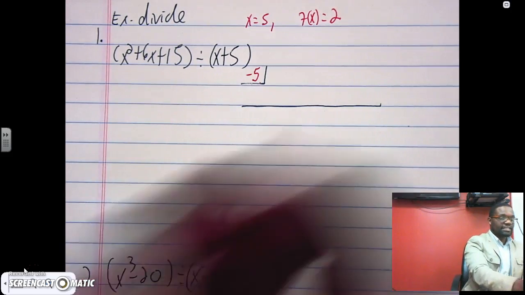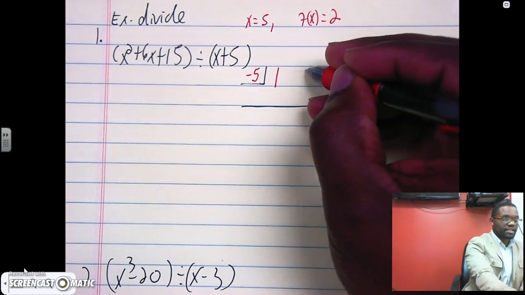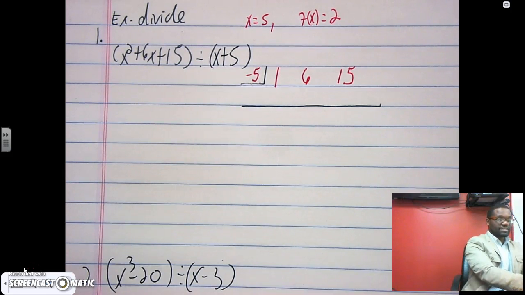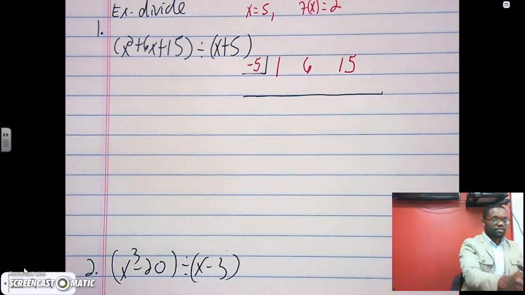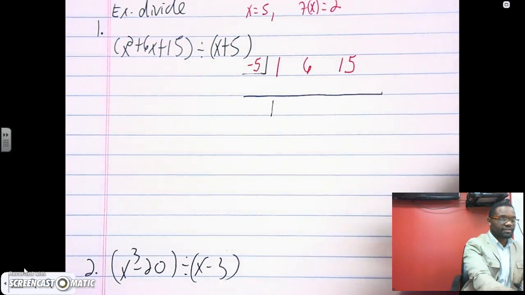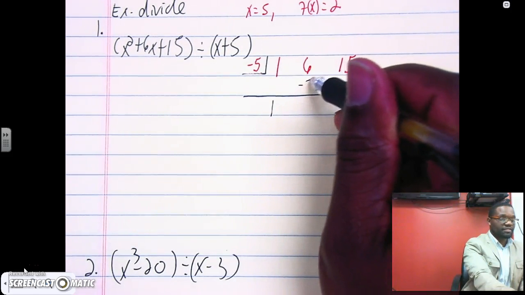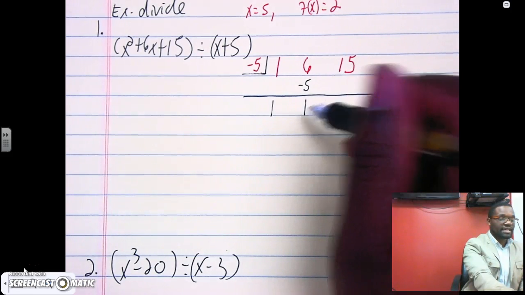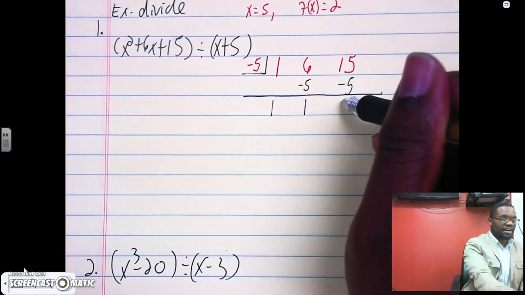So now I list all the coefficients here. What are the coefficients? 1 for x squared, 6 for x to the first power, and 15 for the constant term. I didn't have to put 0 in for anything. The process is: drop your first number down. 1 times -5 becomes -5. Once it's up here, you add or subtract. Since those signs are different, you subtract. You do it again. 1 times -5. And 15 minus 5 is 10, and this is where you stop.